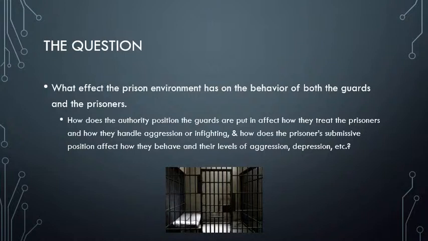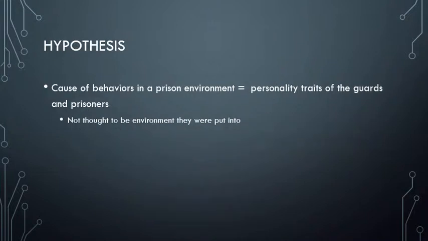He wanted to know how the authority position the guards are put in affects how they treat the prisoners and how they handle aggression or infighting, and how the prisoners' submissive position affects how they behave and their levels of aggression, depression, etc. Zimbardo's hypothesis was that the cause of the abusive behaviors in a prison environment was the personality traits of the guards and the prisoners and the inherent behaviors they're prone to, not the environment that they're put in. To the shock of everyone involved, this simply was not the case. Let's take a closer look at the details and results of the experiment.